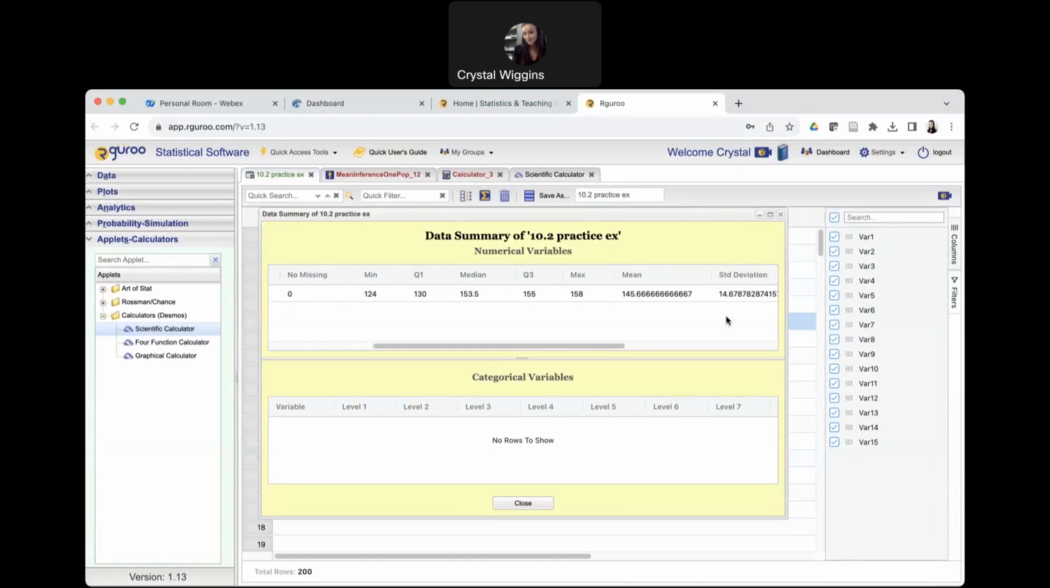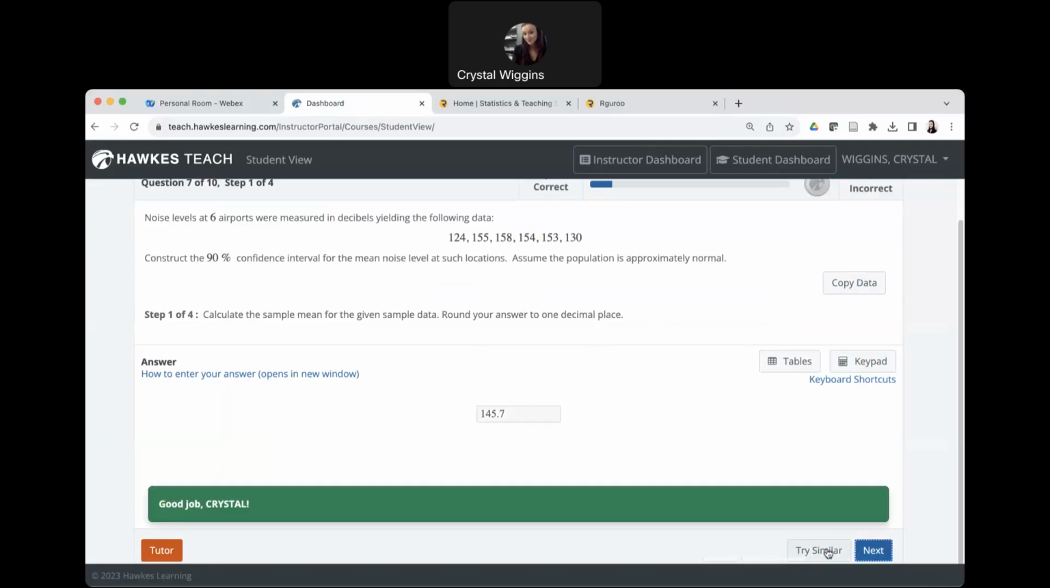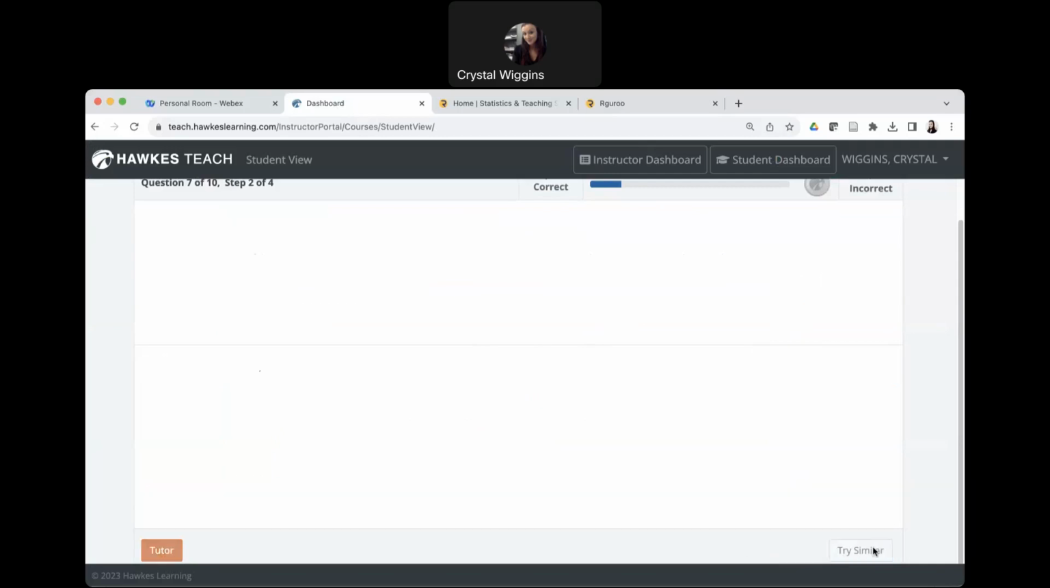Scroll over until I find the mean. I see the mean is 145.666666, so 145.67. I don't remember how many decimal places it wanted. Let's go back. 1 decimal place. So we have 145.7. All right, let's move on to step number 2 of this problem.